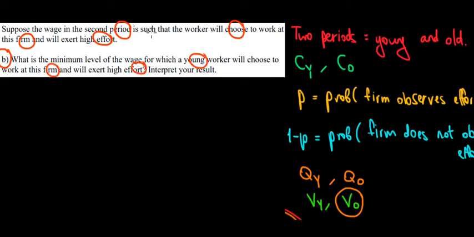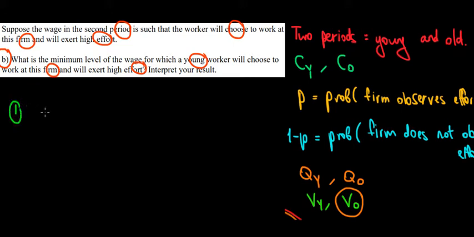Okay, so we know that in the second period, meaning when he is old, he will work at our company and he will put the high effort, but when he is young, he has the option to still shirk. So we have to take into account that possibility. Now, how do we do so? Well, we have to satisfy some criteria.